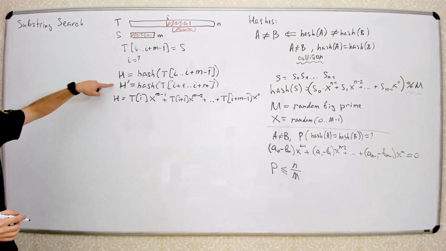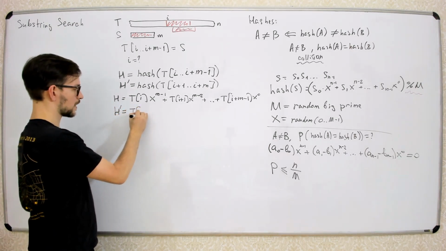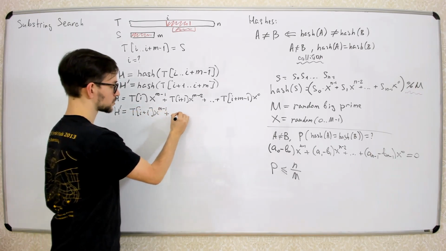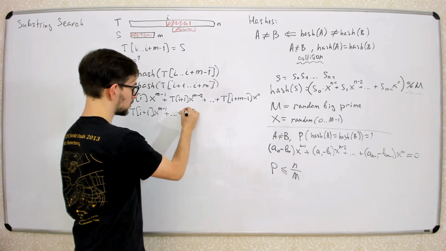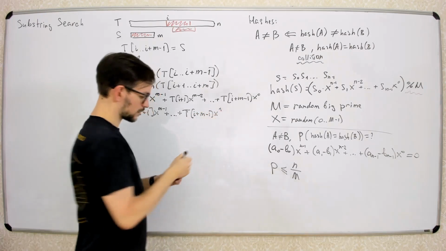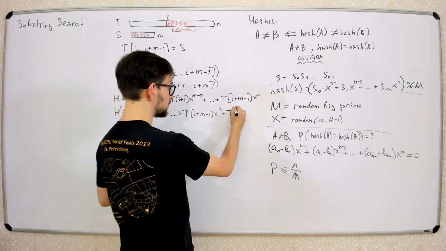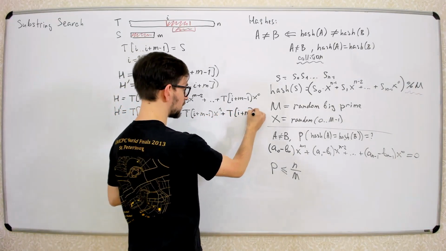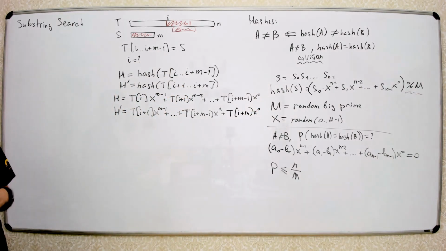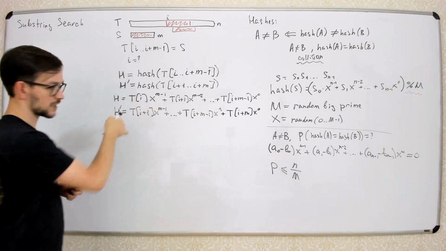So this is the first polynomial. And the next polynomial will be something like this. We need t_(i+1) x power m minus 1, plus and so on, plus t_(i+m-1) x power 1, plus t_(i+m) x power 0, like this. That's the first polynomial, that's the second polynomial.